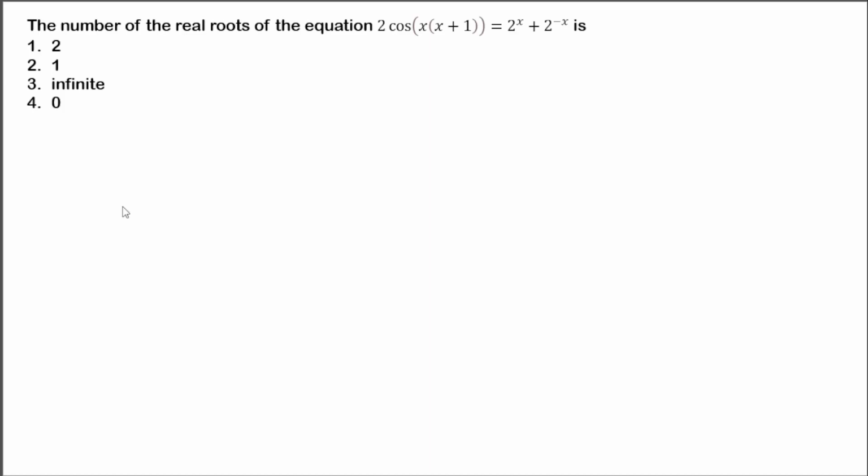Hello everyone, we have this problem with us. We'll solve this using graph theory. Okay, so first of all, what is being said? Okay, so there is an equation.